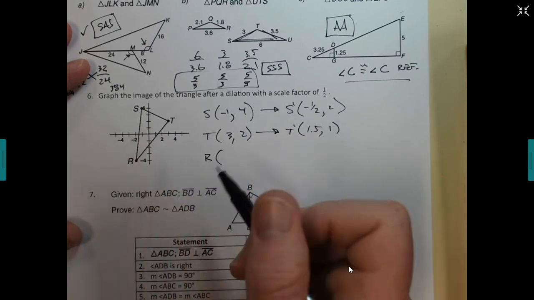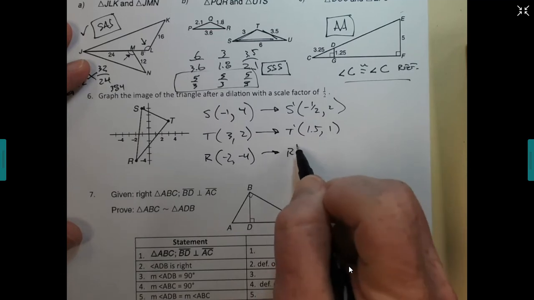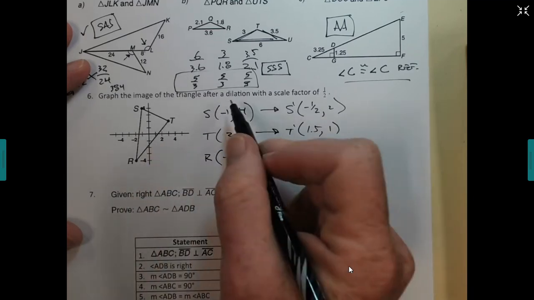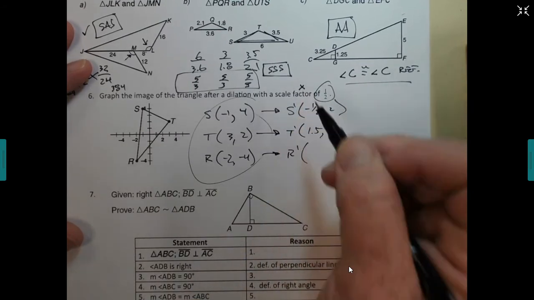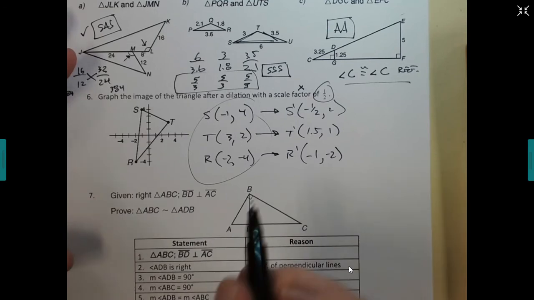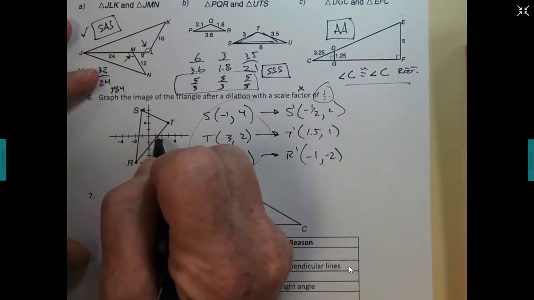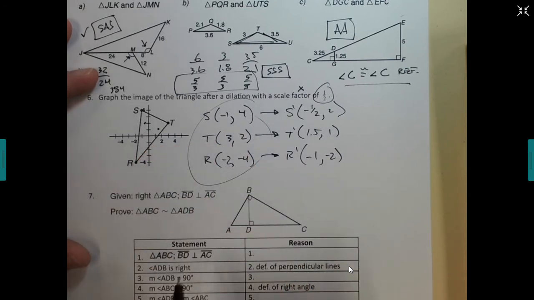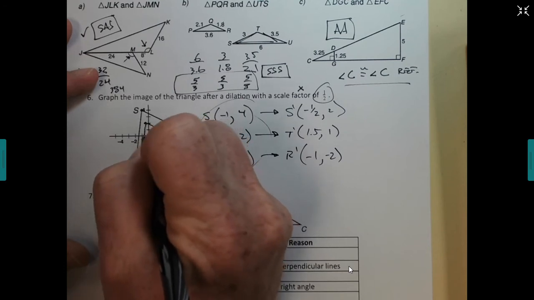R is at -2, -4. So the image of R, remember, I'm just multiplying all of these numbers by the scale factor. Factor means multiply. -1, -2. So this would be at -1/2, 2. This would be at 1.5, 1. And -1, -2. There's my new dilated object.